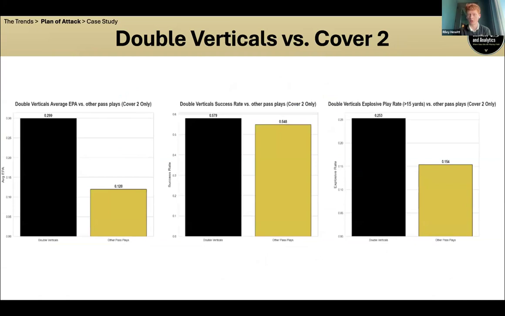Now, not only does double verticals attack cover two in theory, but the data backs it up. In terms of average EPA per play and explosive play rate, as you can see in these charts, double verticals greatly outperforms other pass plays against cover two specifically.